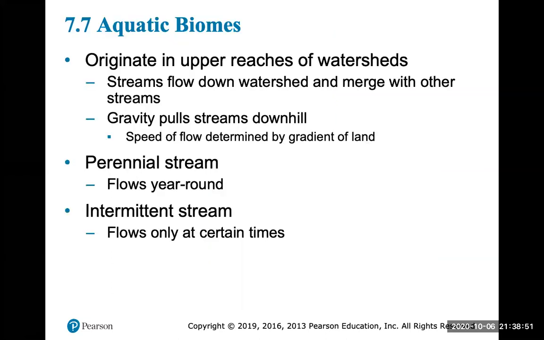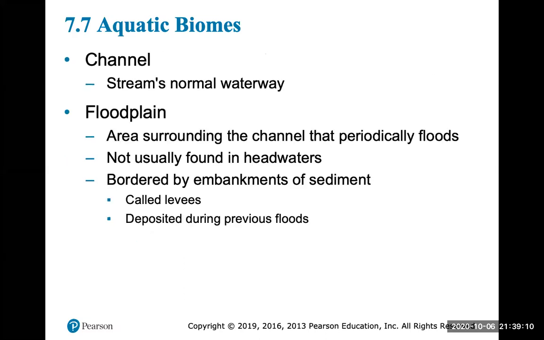Aquatic biomes originate in the upper regions of a watershed. The streams will flow down the watershed and merge with other streams. Gravity pulls streams downhill. The speed of flow is determined by the gradient of land. We can have a year-round perennial stream and an intermediate stream that only flows at certain times. A channel is a stream's normal waterway, and the floodplain is the area surrounding the channel that periodically floods.